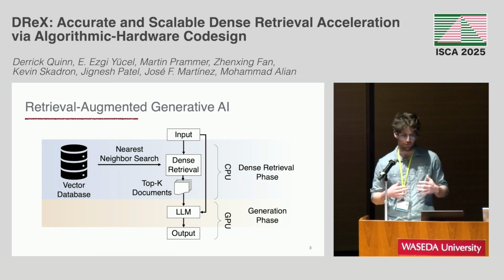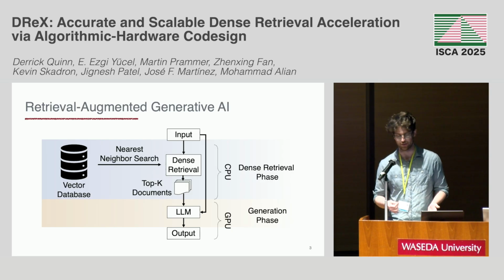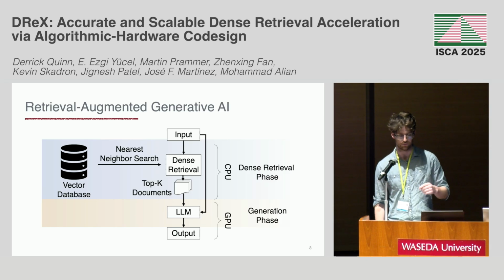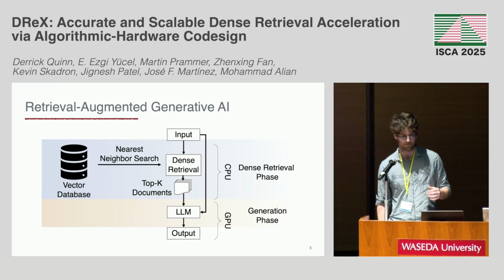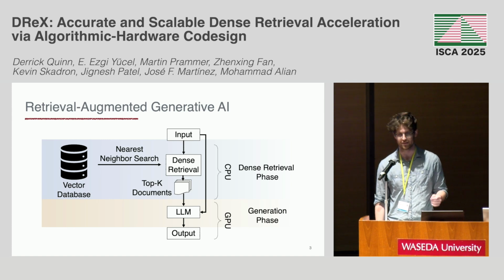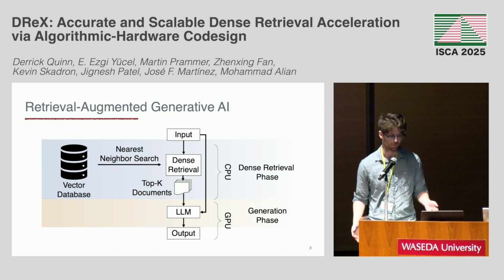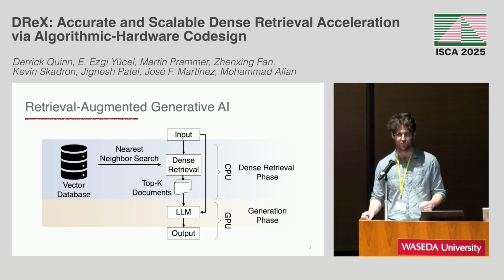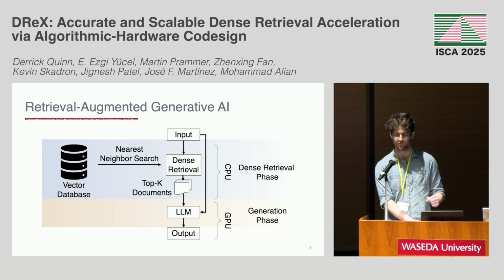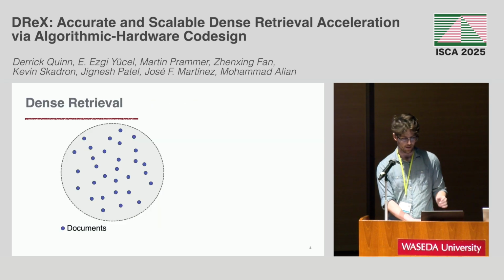This is an example of a representative dense retrieval pipeline, or how it integrates with a retrieval augmented generation pipeline. So the system will take an input, and then it will use a dense retrieval phase where a dense retrieval model scans a vector database using nearest neighbor search, returns a list of k documents, k is a number like 10, and gives those to a generative model, like a large language model, which then proceeds to the generation phase and generates the output.